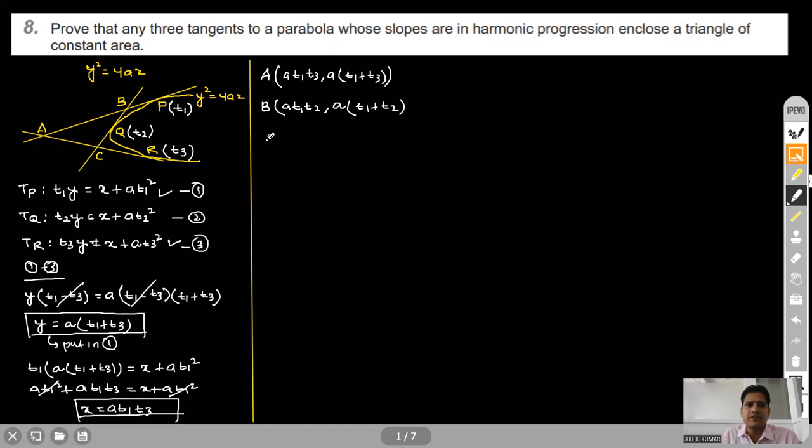And what will be the coordinates of C? It is the meeting point of tangents at R and Q, means T2 and T3 are involved. So it will be A into T2 into T3. And the Y coordinate will be A into T2 plus T3. So from here, we got the coordinates of A, B, and C. Now, one more thing is given in the question.